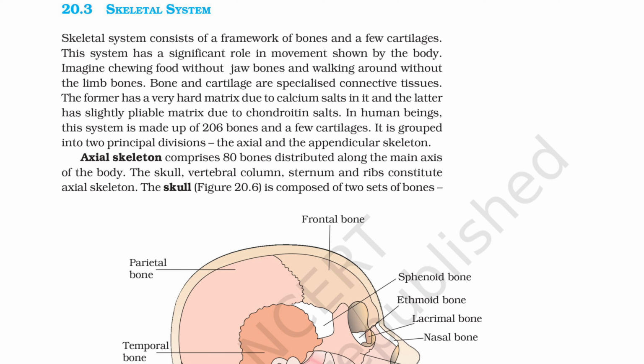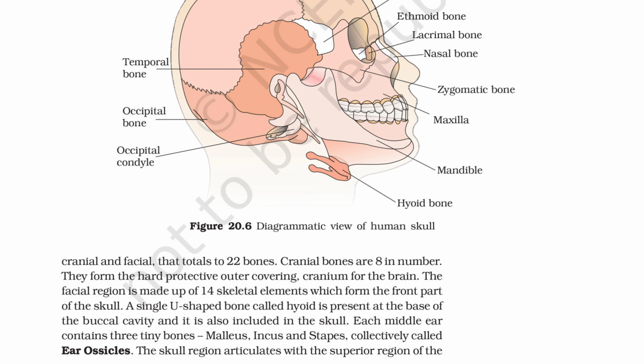It is grouped into two principal divisions, the axial and the appendicular skeleton. The axial skeleton comprises 80 bones distributed along the main axis of the body. The skull, vertebral column, sternum and ribs constitute the axial skeleton. The skull is composed of two sets of bones, cranial and facial, that total 22 bones. Cranial bones are 8 in number. They form the hard protective outer covering, the cranium, for the brain.